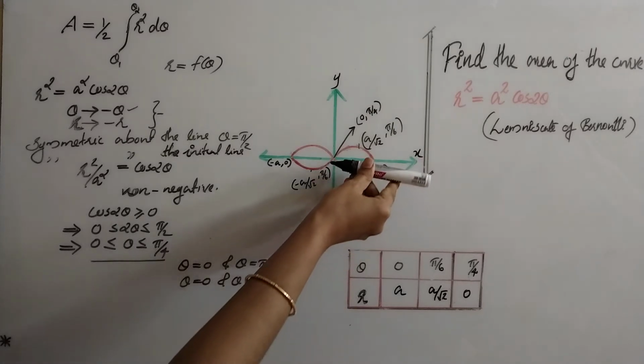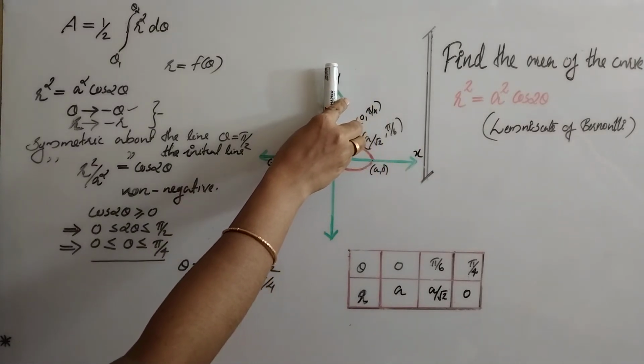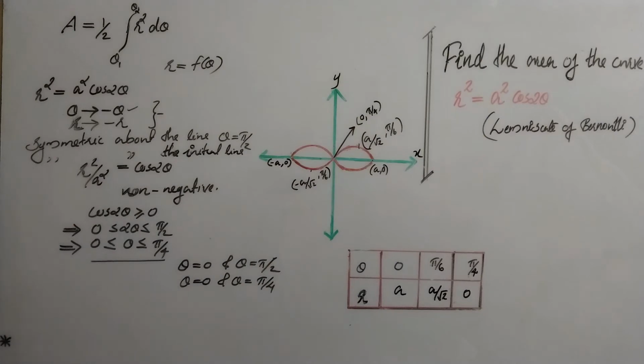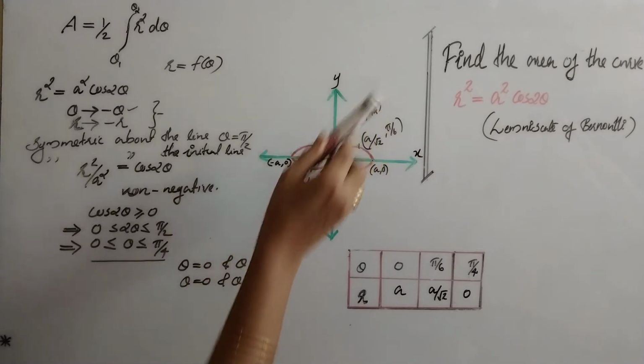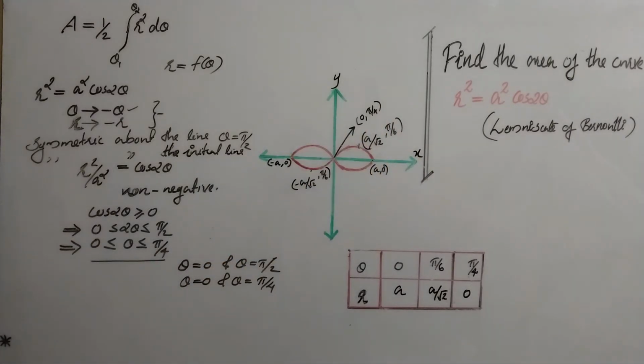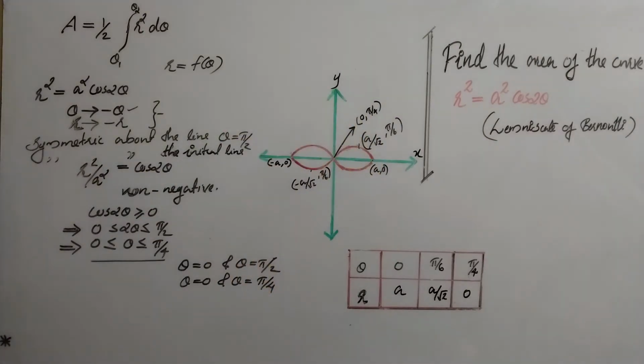That is, from theta is equal to 0 and theta is equal to pi by 2, the curve has real portion between theta is equal to 0 and theta is equal to pi by 4, and has no real portion from theta is equal to pi by 4 to theta is equal to pi by 2.